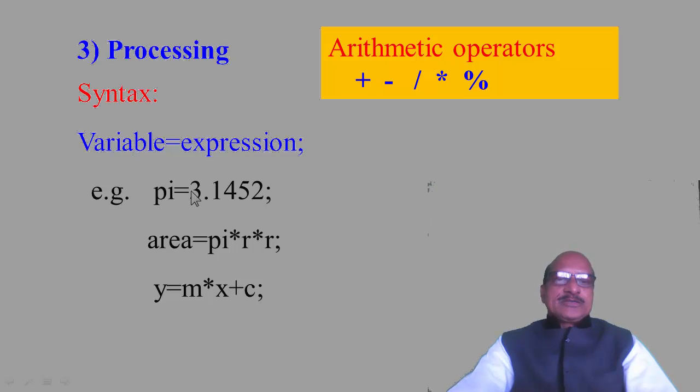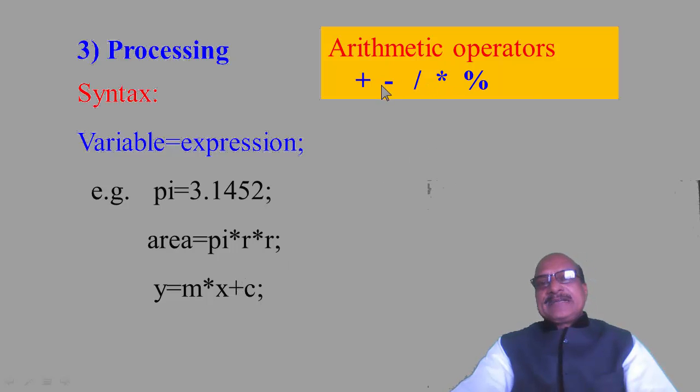For example, pi is equal to 3.1452. So this value 3.1452 is assigned to the memory location pi. Here area is equal to pi r square. So the value of pi is used here, and the value of r is used from the memory. Firstly the computer will evaluate pi r square and this value is then assigned to area. Here y is equal to mx plus c. So firstly the right hand side is evaluated, calculated and the result of that is stored in the memory location given on the left. So always on the left hand side you should write down the variable where you want to store the value, and on the right hand side you always write your expression.